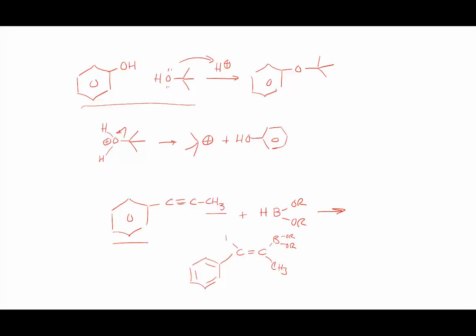on the terminal carbon, and then had the H. So to me, this would be the major product of the reaction, because the boron has to add to the least sterically hindered of the two groups. And by putting the phenyl group there, I've made that side sterically hindered and the methyl group isn't.